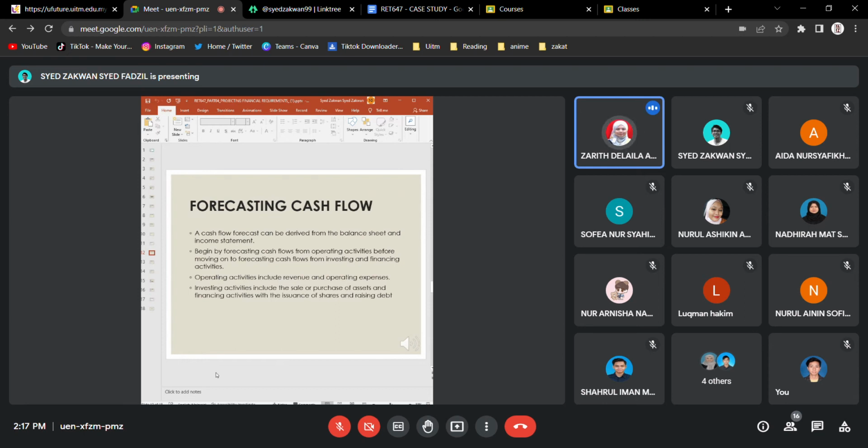Okay, next is about forecasting cash flow. Okay, so for this cash flow, nama pun kita nak tengok, apa perkataannya cash flow. So this cash flow forecast is actually derived from the balance sheet and also from the income statement. Okay, so begin by forecasting our cash flow from operating activity before moving on to forecasting cash flow from investing and financing activity. So kita nak forecast kita punya cash flow ni sebenarnya starting from operating activity before we move to forecasting cash flow from our investing and also financing activities.